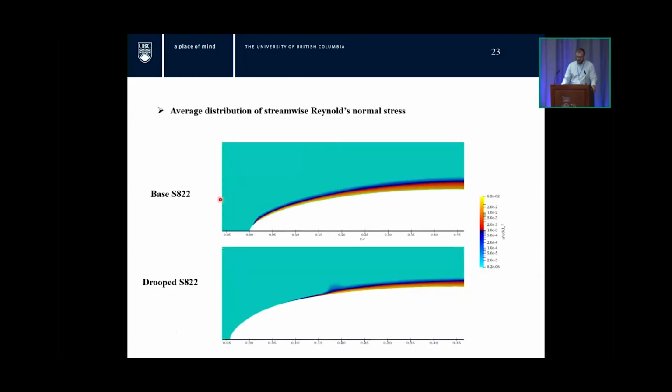This is visible as well when we look at the Reynolds stress contours in log scale on the base and drooped airfoil. We see the high streamwise Reynolds stress over the whole airfoil in the baseline case, the non-drooped case, whereas in the drooped case, it only begins to amplify at around 20% chord or so.